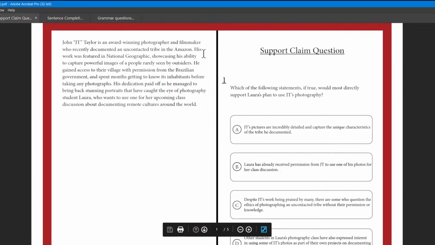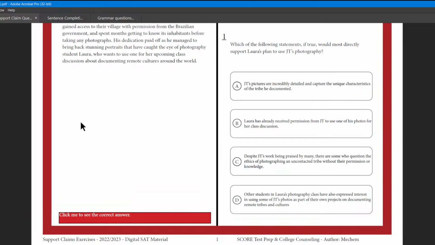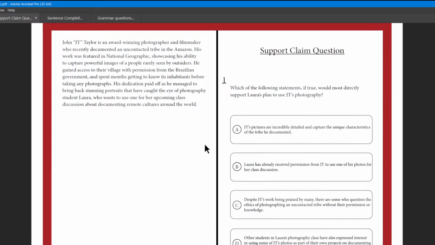And we get the idea that the student here, Laura, is planning on using some of this photography from this very noteworthy photographer, right? So the question is, all right, what would be a good justification for that decision to use that photography, right? So we got a few different options. Looks like most everybody here is saying A, which is that the photos themselves are really, really good. They capture unique characteristics of a tribe, right?